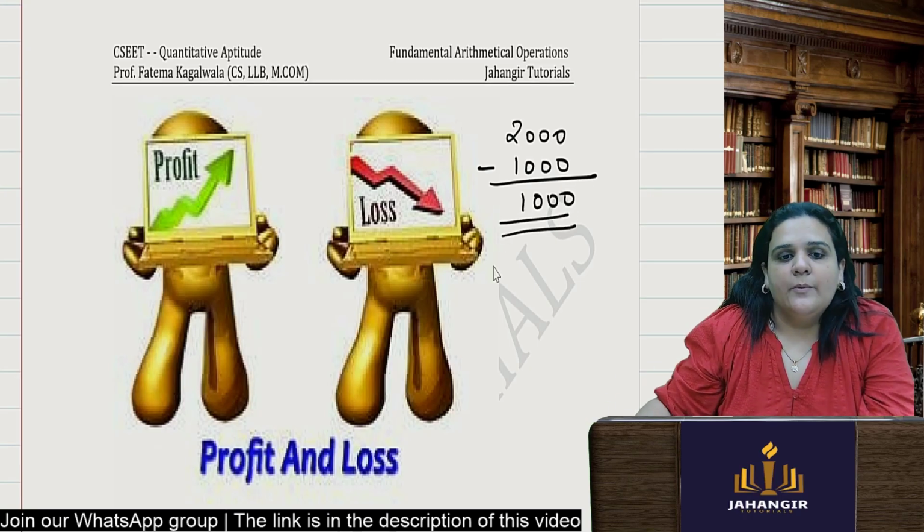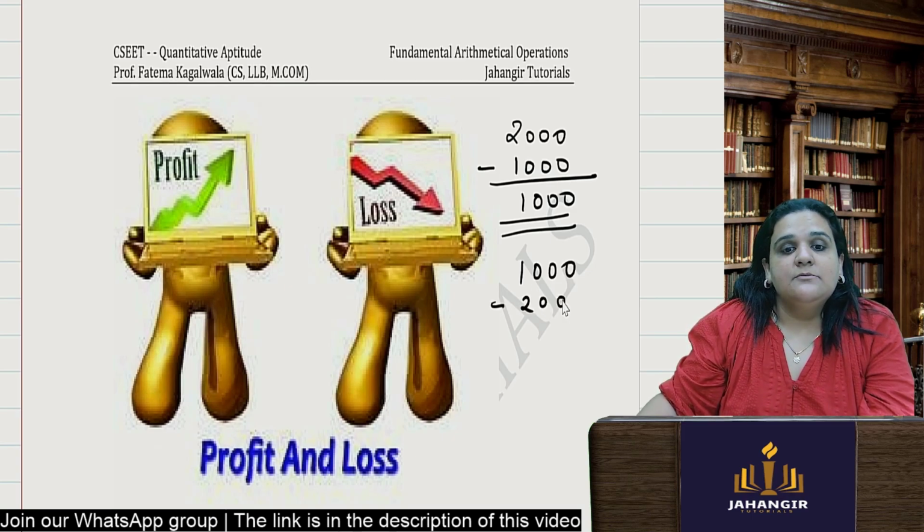But say it was the other way around. I say that my yearly sales was 1000 and expenses were 2000. I am left with a negative 1000. That means this is a loss.